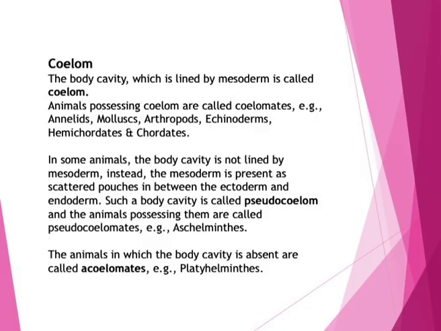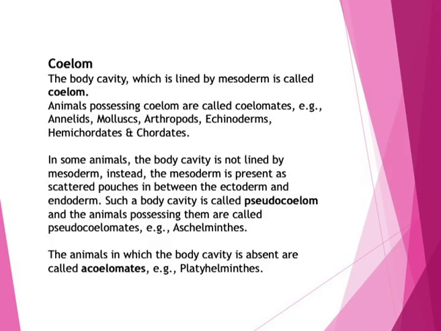In some animals, the body cavity is not lined by mesoderm. Instead, the mesoderm is present as scattered pouches in between the ectoderm and endoderm. Such a body cavity is called pseudocoelom, and the animals possessing them are called pseudocoelomates. Example, Aschelminthes. The animals in which the body cavity is completely absent are called acoelomates.